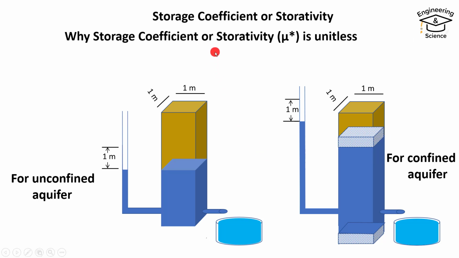Why is the storage coefficient or storativity unitless? Let's explain. Volume of water over unit area of aquifer over unit of head, meter. These two cancel each other, remaining meter over meter, which is 1. That's why it is unitless.